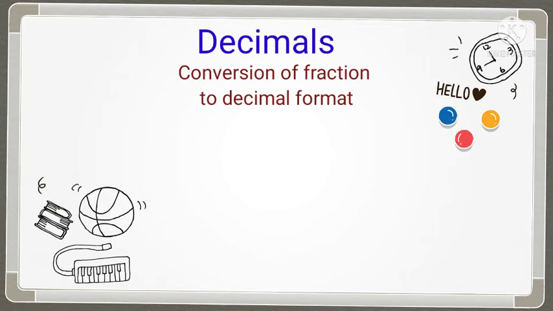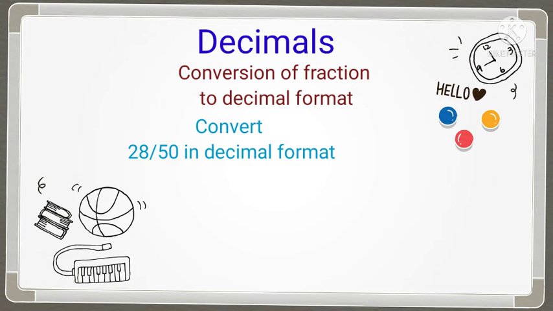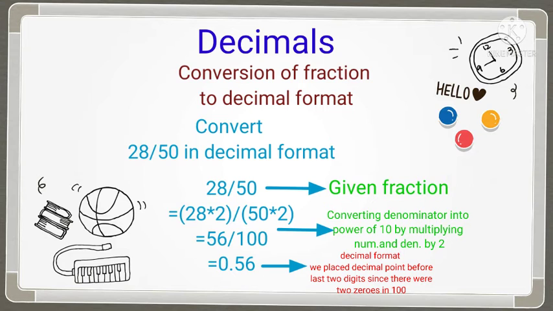To write any fraction in the form of a decimal, first convert the denominator into a power of 10 by multiplying numerator and denominator by the same number. Then that fraction can be written as a decimal by writing the same number of digits to the right of the decimal point as there are zeros to the right of 1 in the denominator.